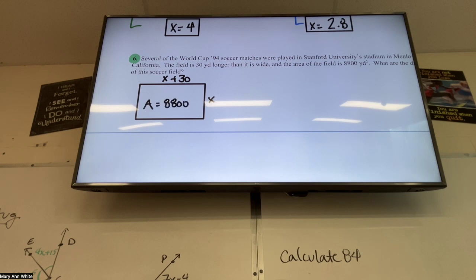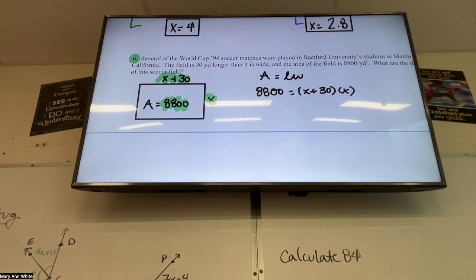And how do I find the area of a rectangle? Length times width. So now I have all my pieces. I have my area. I have my length. I have my width. We're just going to plug and chug. 8,800 equals X plus 30 times X. You could put the X in the front, you put the X in the back, it doesn't matter to me. Just kind of keep everything in parentheses.